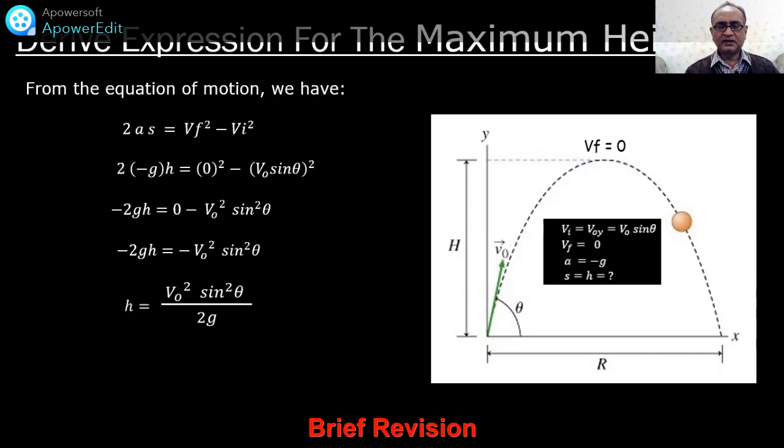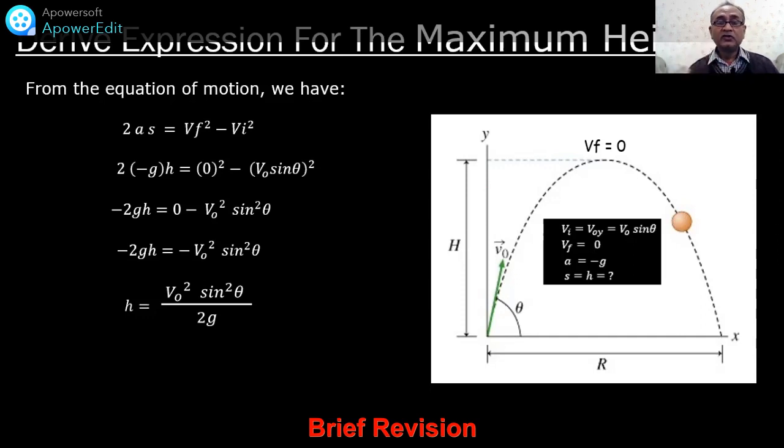This is extensively used by different departments, like for throwing missiles or cannons, or in games, right? For example, you will use this formula directly or indirectly. Suppose you want to do a high jump, then indirectly you will be using this formula. h is equal to v naught square.